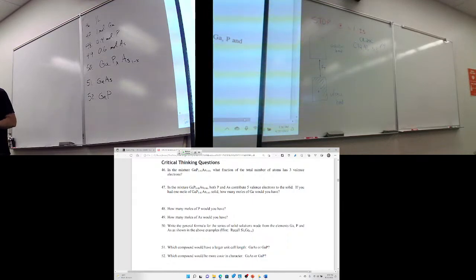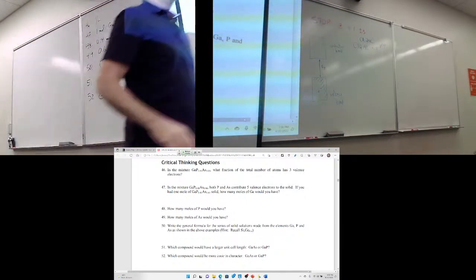Did you say more electronegative? Phosphorus, yes. Yeah, it's more electronegative than arsenic, and so there's a bigger difference in electronegativity between gallium and phosphorus than between gallium and arsenic.